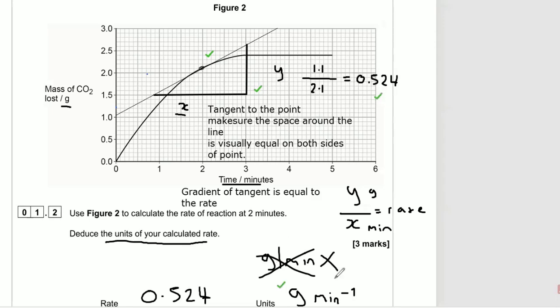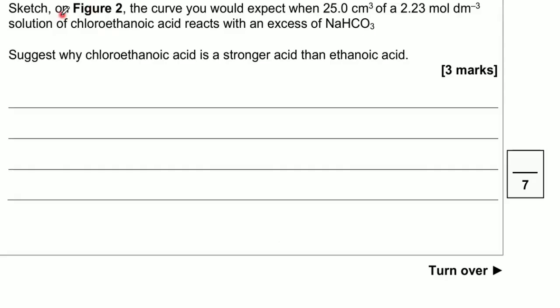Awesome. Let's move on to 1.3 and see what they're going to ask us there. Sketch on figure 2 the curve you'd expect when 25 cm³ of a 2.23 mol dm⁻³ solution of chloroethanoic acid reacts with an excess of sodium hydrogen carbonate. Suggest why chloroethanoic acid is a stronger acid than ethanoic acid. So we've got 3 parts to this question. We need to start with a sketch and then finish with a suggestion and a written answer. Okay, let's get into it.